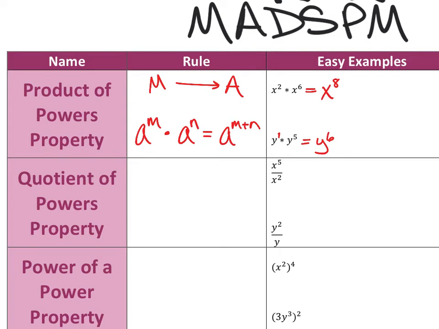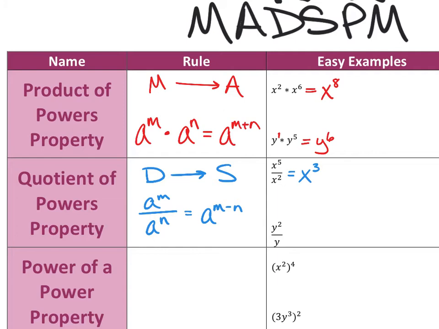The second one is the quotient of powers property. Quotient is the fancy math term for division. We're finding the quotient when we divide, which means we're just going to subtract the exponents. On your formula chart, it looks a little something like this. You've got a to the m over the same base a to the n. We can simplify that by doing a to the m minus n. So if your bases match and you're dividing, you're just going to subtract the exponents. Don't overthink these rules. x to the fifth divided by x squared is going to be x to the 5 minus 2, which is 3, because we're subtracting the exponents.